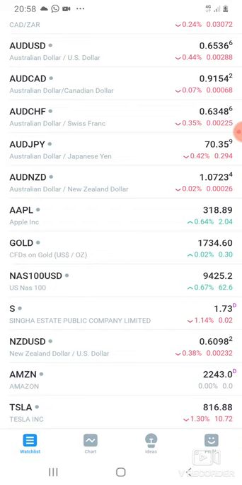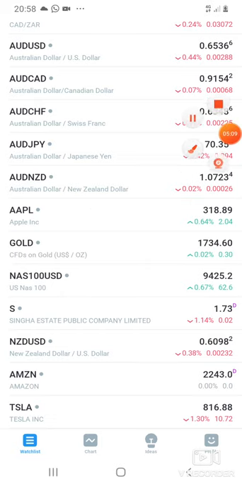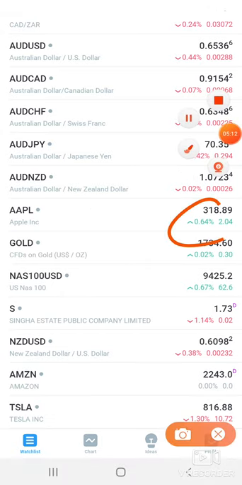Like I said, we have fundamental and we have technical. In technical, I use price action. But before we get to that part, let's start with the fundamental part. Like I said, I check what Apple is doing. Apple gives me direction.